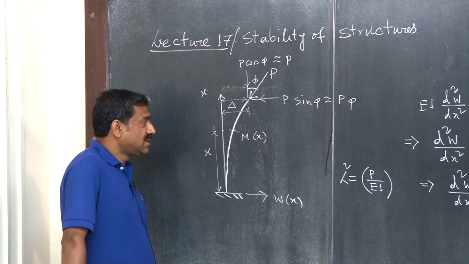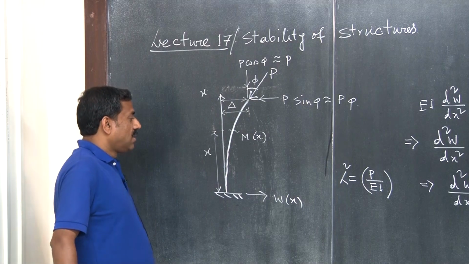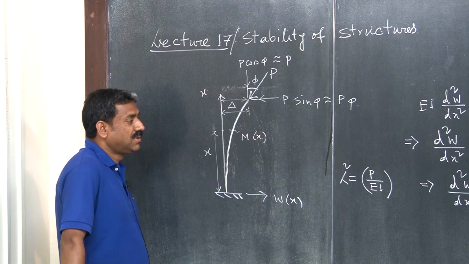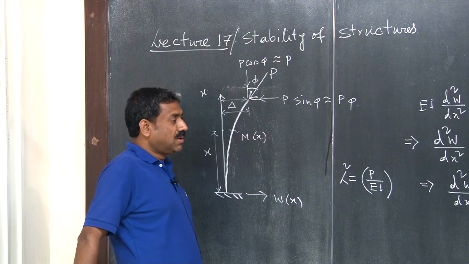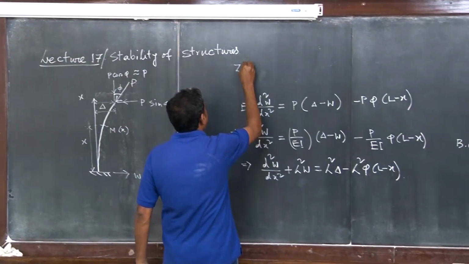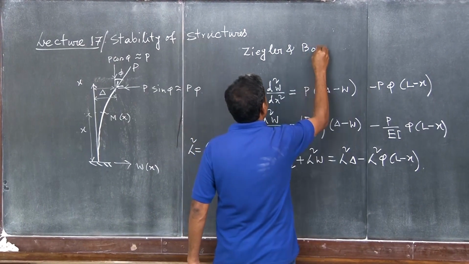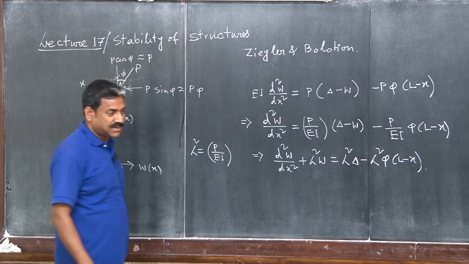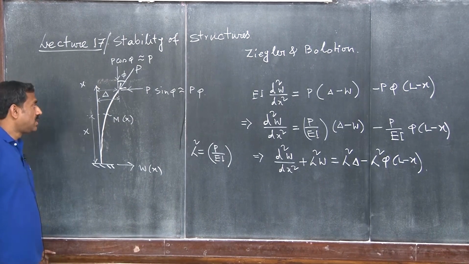So here we are considering this problem, which many people tried to solve, but because they were using all static method, they were unable to solve it. Notably, the contribution for dynamic instability was made by Ziegler and Bolotin. Bolotin has books on dynamic stability of structure. There is a very thin book, but it is a good book, a good treatment of the subject.